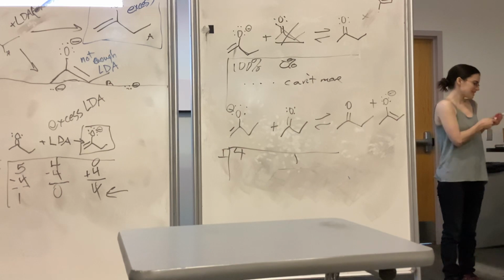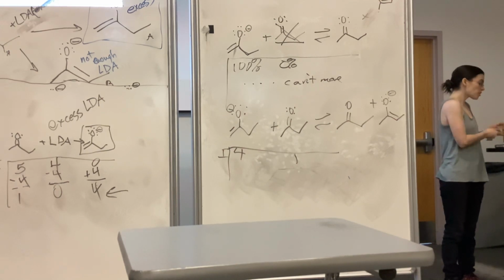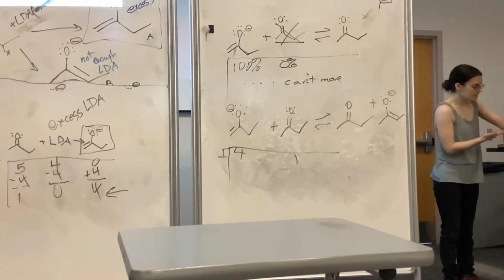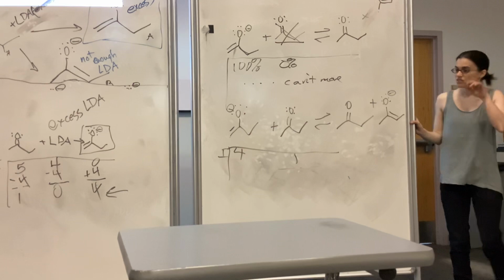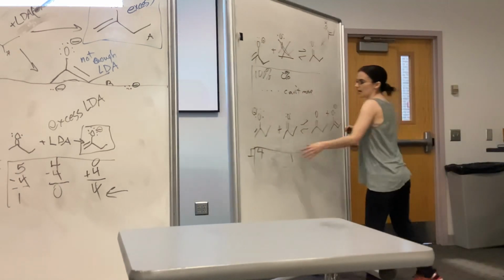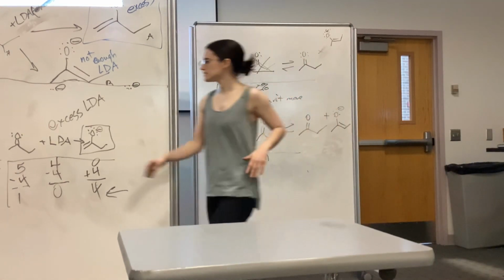All right, so basically, if we do stuff with LDA, you should be able to predict products, and you should be able to tell me which product is more favored based on how much LDA I tell you we put in there, right?